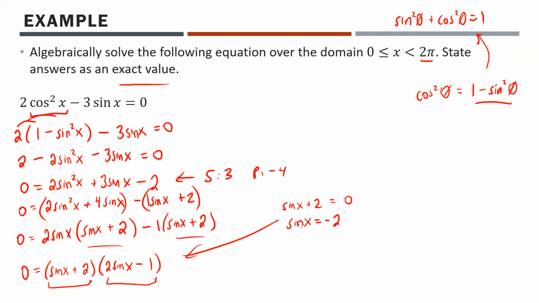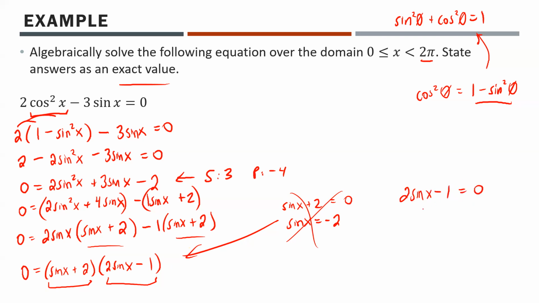Well, hopefully you know by this point, sine actually has a range of negative 1 to positive 1. So there's no way that sine x is going to equal negative 2. It's just not going to happen. And if you don't believe me, you could always try taking inverse sine of this. You're just going to get an error. So this one is actually impossible. That'll never equal 0. As for the other one there, though, 2 sine x minus 1 equals 0.